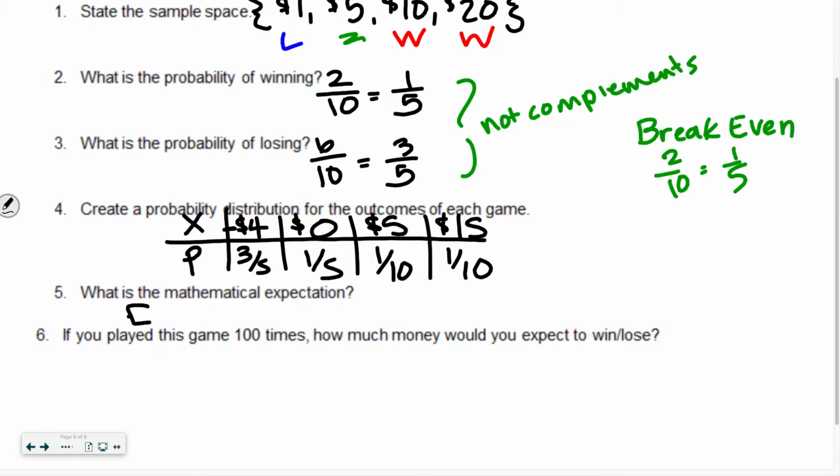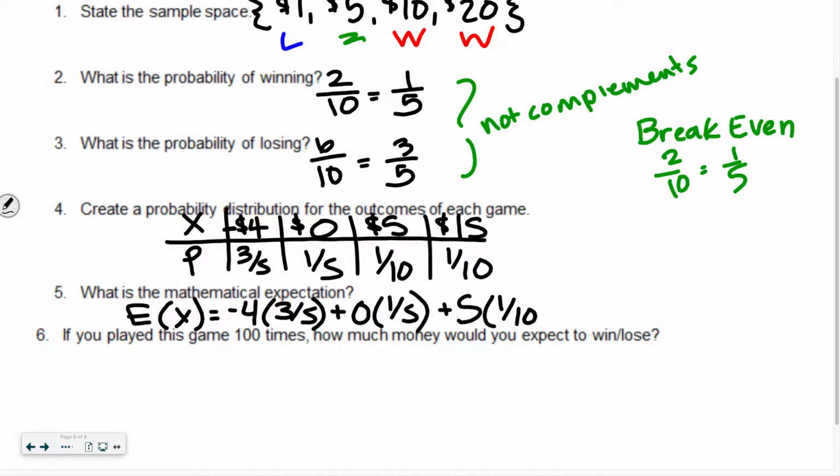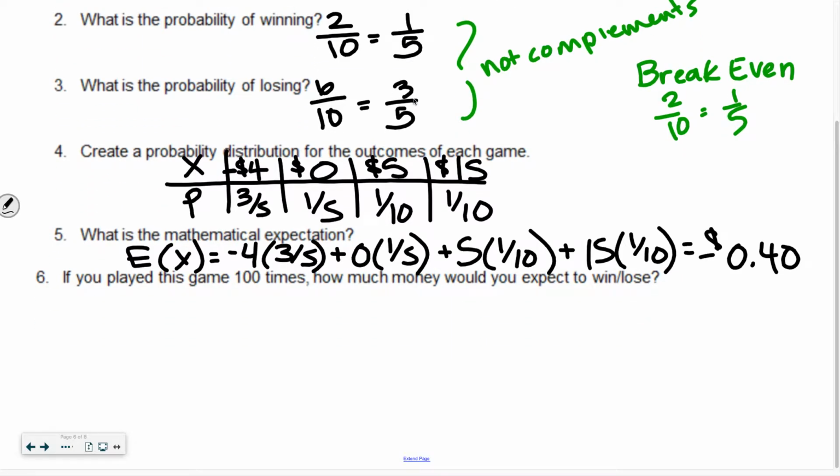What did you guys get for your expected value calculation? Yeah, it should be -0.4. I'm just going to show my work here for my notes. And that's in money, so I should put my $ sign there, -$0.40, so 40 cents. And then if I play the game 100 times, what do I expect to win or lose? 100 times -0.4, that would be -$40.